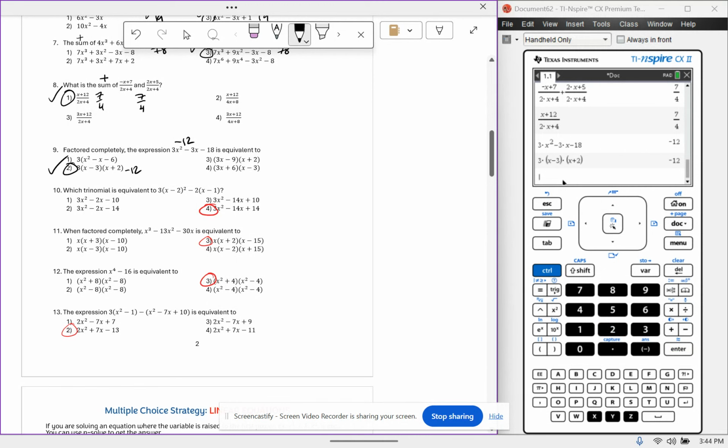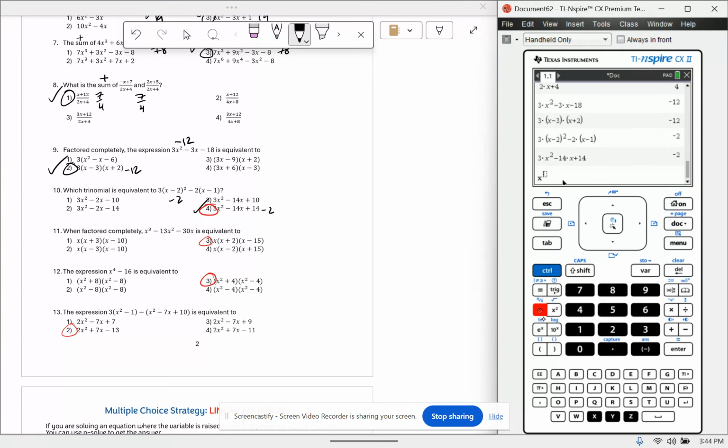All right, 10. Which trinomial is equivalent to? Okay, so this is a really good opportunity because in this one we have a binomial squared, and I feel like you guys mess those up a lot. So if you know that you can test your answer choices with this store variable method, then that's really good for you. Okay, so now let's try 3x squared minus 14x plus 14, negative 2. Yay, they're the same.